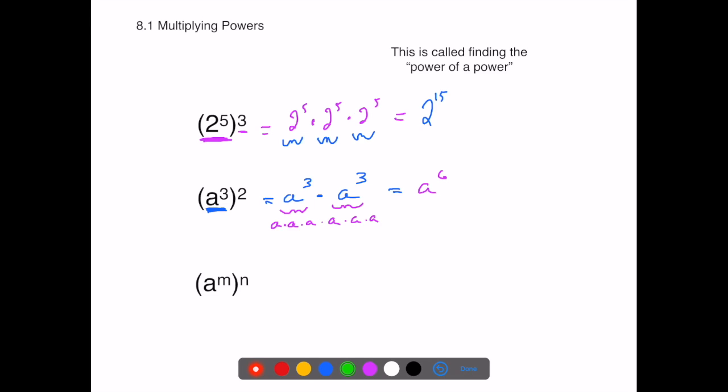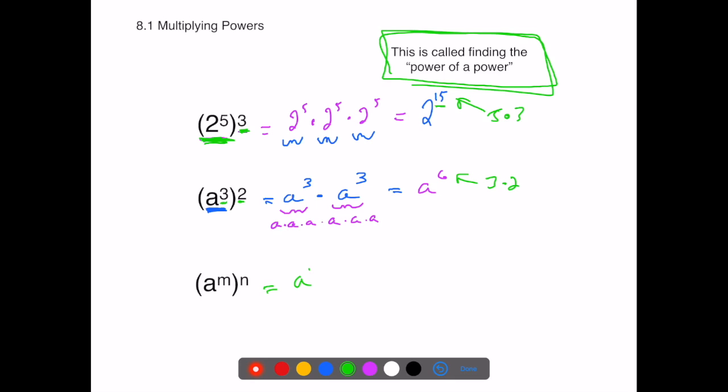So notice in this case, when I'm raising a power to a power, this is called finding the power of a power, because we're taking an exponent expression and raising it to a power. But notice this time, I have 15 of them, which is not 5 plus 3. It's 5 times 3. The 15 came from the 5 times 3, not 5 plus 3. And if I take 2 times 3, I get 6. So that came from the 3 times 2, not plus. So in this case, the rule is you take the m and multiply it by the n, so it would be a to the mn.